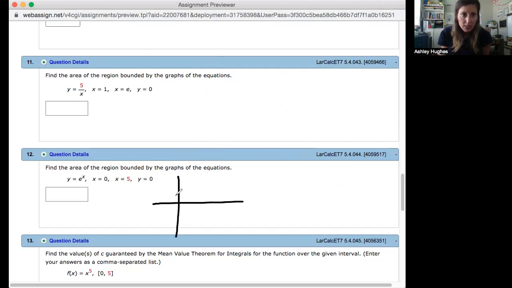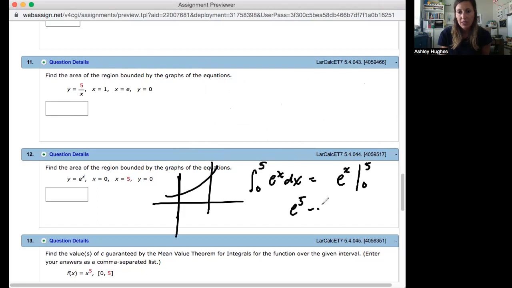E to the x looks like this. Oh, x equals 0, x equals 5. So we're going to integrate from 0 to 5, e to the x dx. The antiderivative of e to the x is actually really simple. It's just e to the x. So e to the 5 minus e to the 0. E to the 0 is 1. So that one's a little bit simpler.